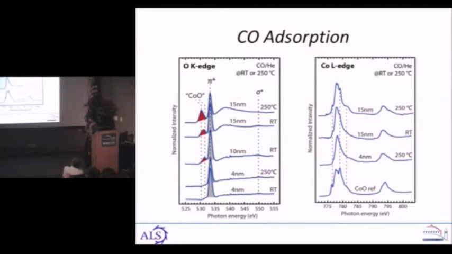In larger particles, we have a cobalt oxide peak that's starting to form, and that forms even at room temperature. And in even larger particles, we have a bigger contribution from that peak. That corresponds to oxide features that form in the cobalt L-edge spectrum as well. So these two together are good evidence that we're forming surface oxide species because of CO dissociation.